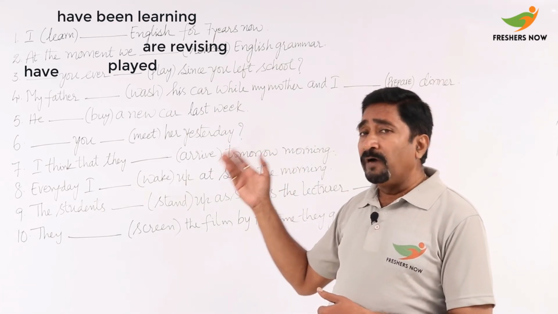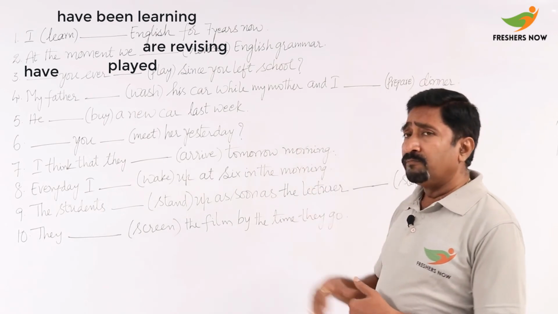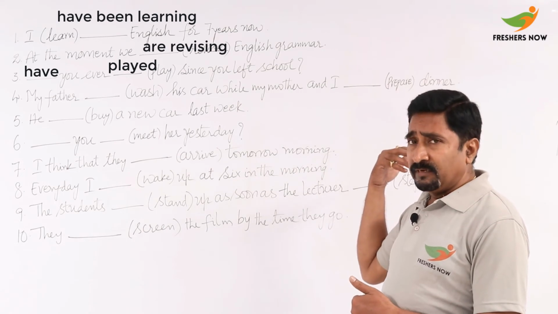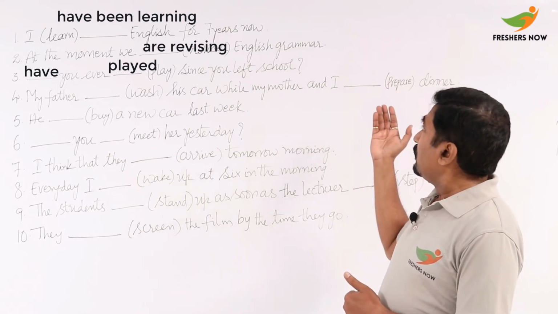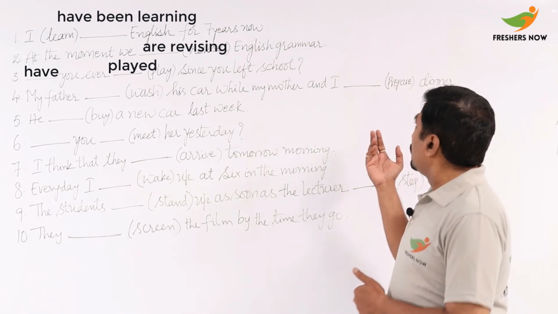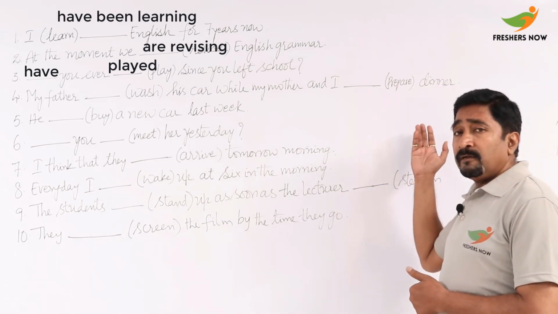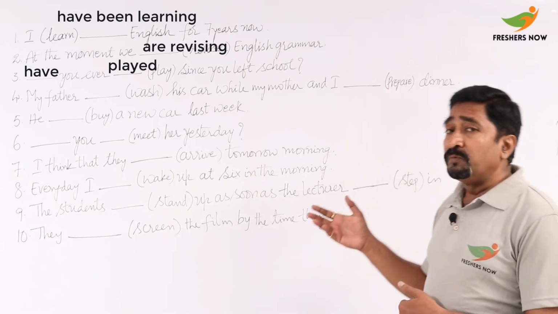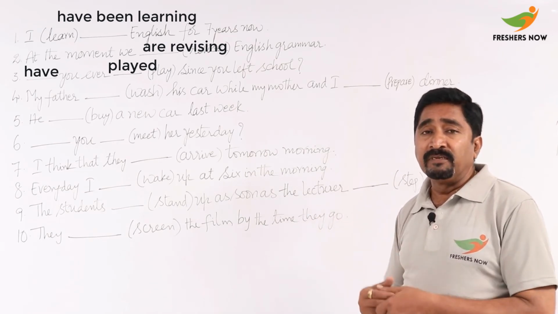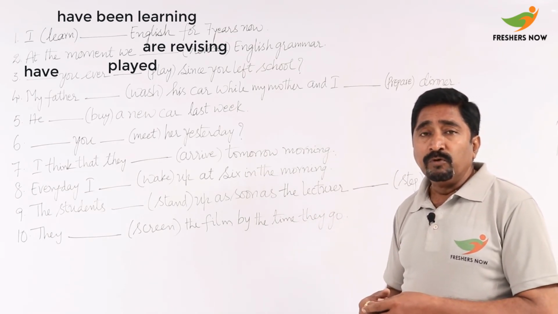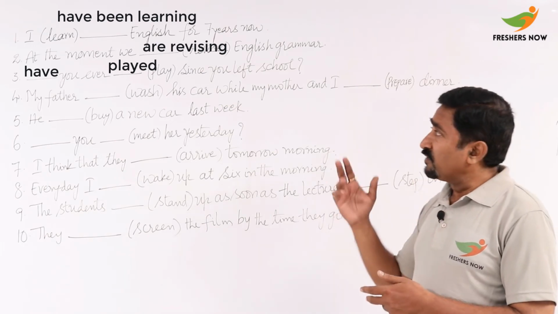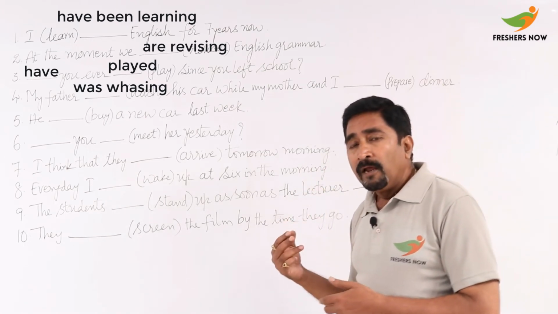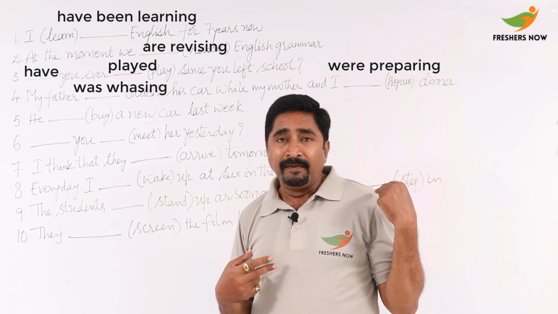Let's see that. My father, blank, his car. In the brackets here provided, wash, the verb, and the simultaneous activity at the same time. My mother and I, dinner. In the brackets, prepare. Now you can understand that when there are two simultaneous activities in process, we use past continuous tense. So my father was washing his car while my mother and I were preparing dinner.